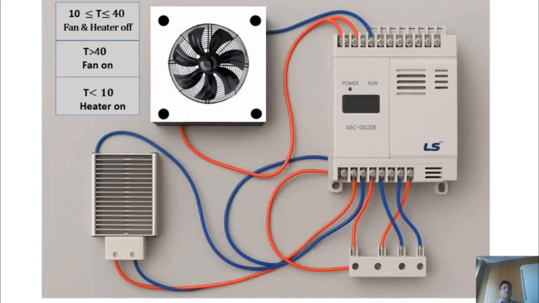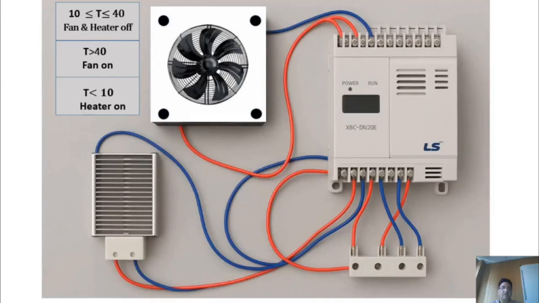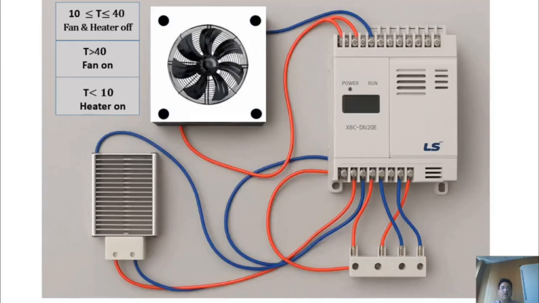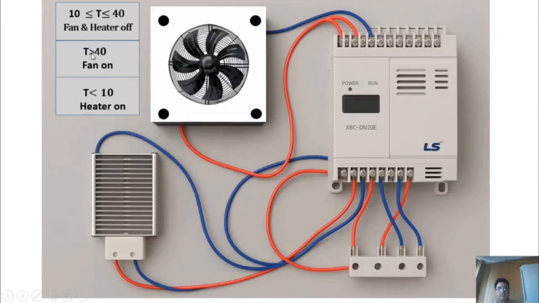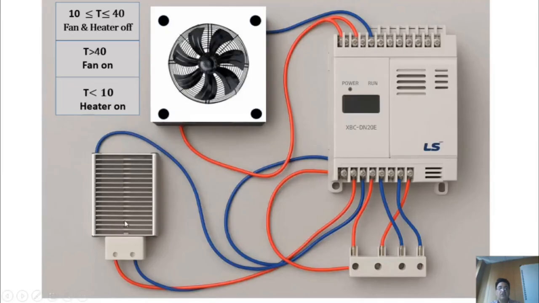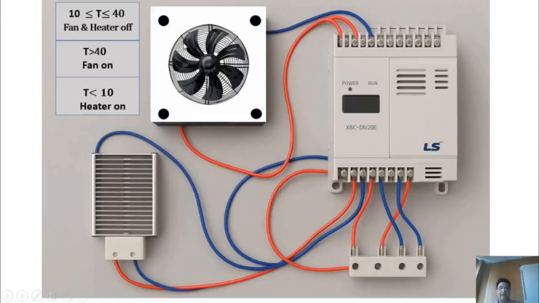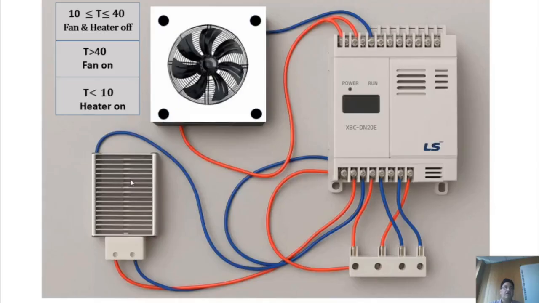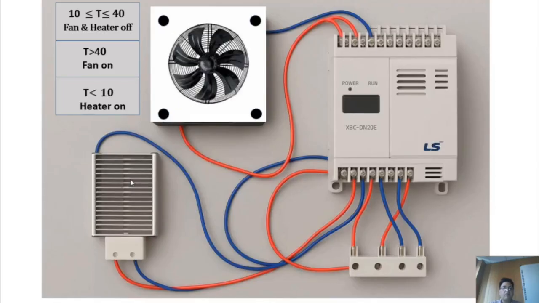Okay, for comparator functions, we can consider an example. For instance, we can say that in an industrial environment, if we want the temperature to be between 10 and 40 degrees, the fan and heater should be off. If our temperature goes above 40 degrees, the fan should turn on, but if the temperature drops below 10 degrees, the heater should turn on. If the temperature is between 10 and 40 degrees, then neither the fan nor the heater should be on. So, using these comparator functions that we've just learned, we can easily write this program.